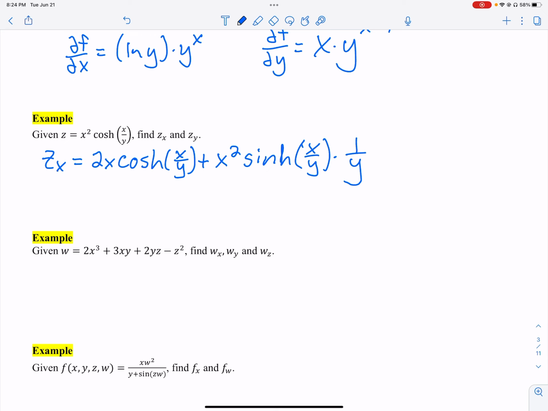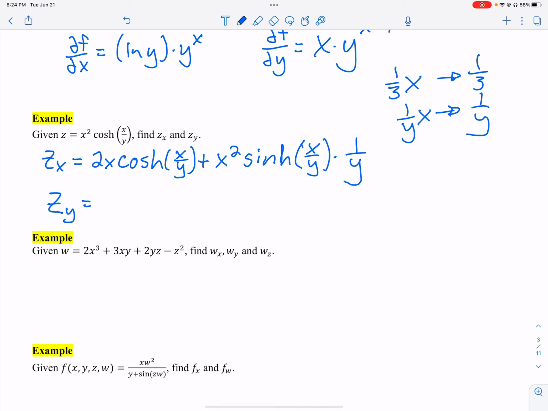X is constant. X is the variable this time, so it would be like 1/3 x. The derivative of this is 1/3. So if I have 1 yx, the derivative of that is 1y, following that same pattern.